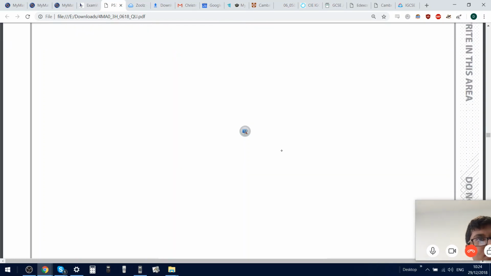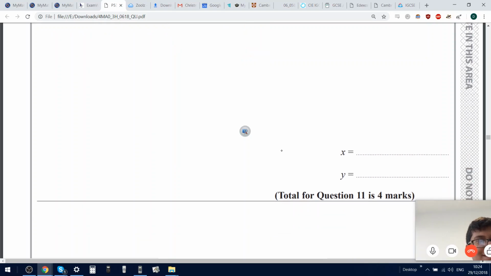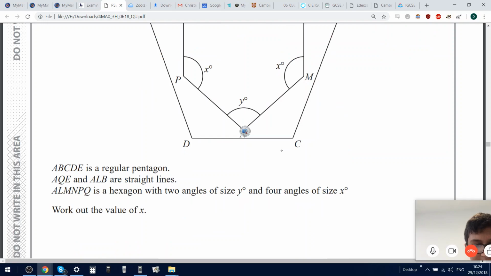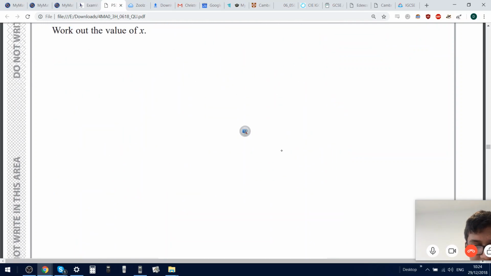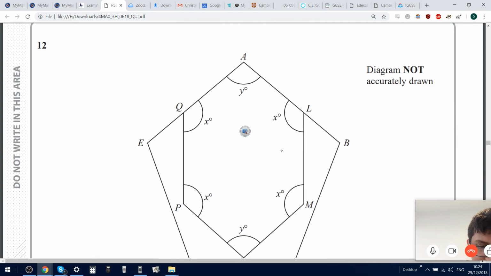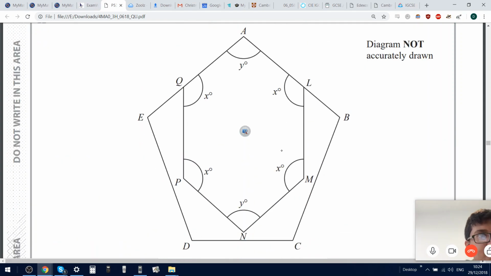So there's a reason why they wrote this: show clear algebraic working. You can't just get full marks. So that's a 4 marker. Okay, this looks more like it. Work out the value of x. This is a 4 marker. Work out x.